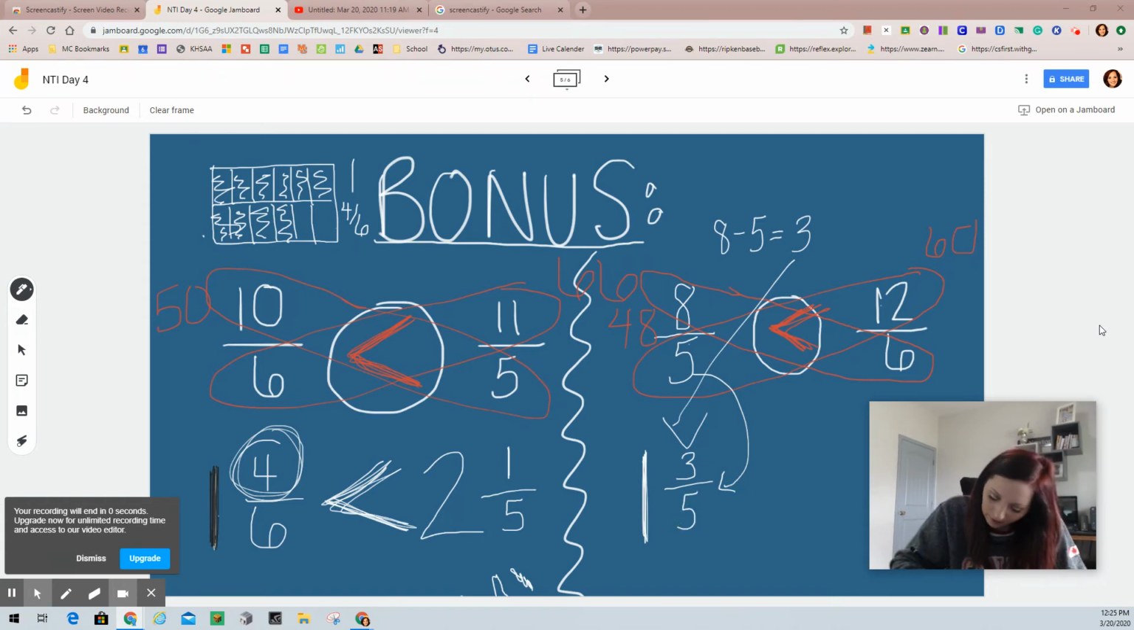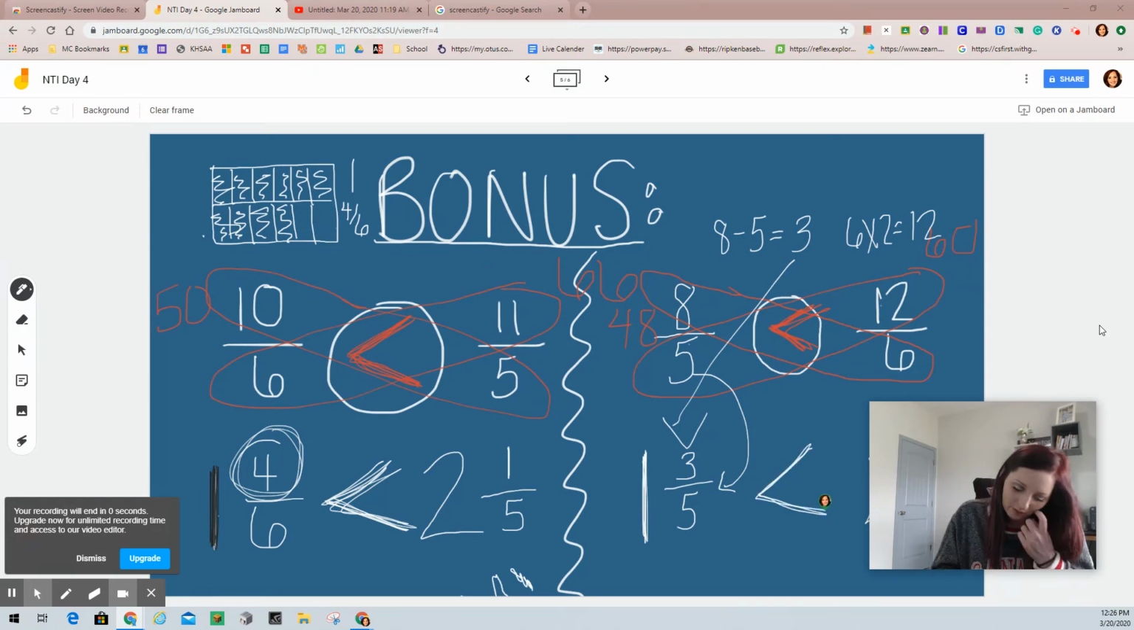Then over here, 6 goes into 12 2 times. 6 times 2 equals 12. So it's just 2. That's it. I ate 2 whole pizzas, 2 whole pies, 2 whole cakes, however you want to think about it. So we know that 2 is greater than 1 and 3/5.